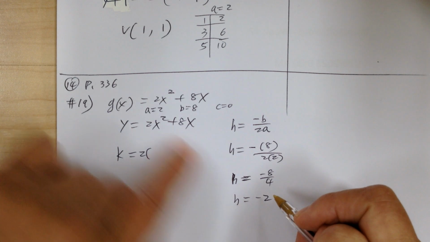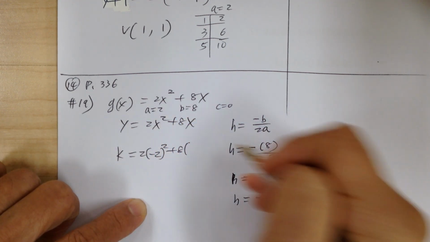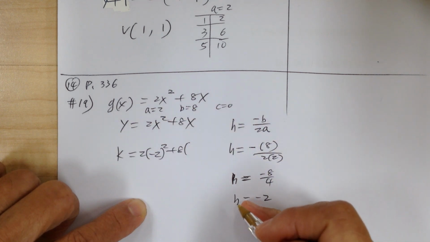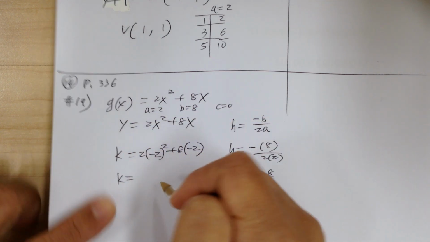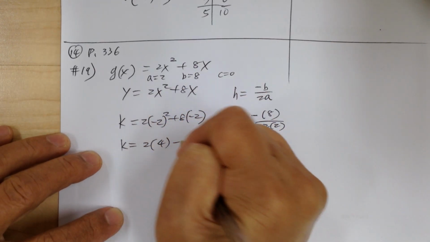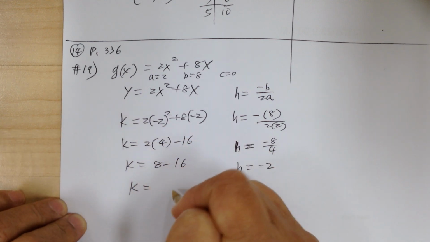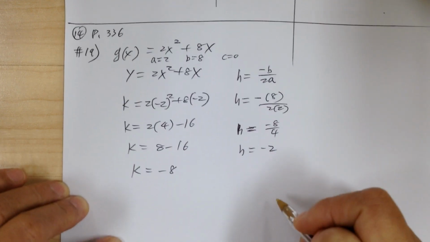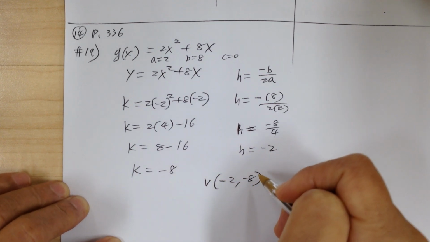So to find k, just substitute this into here. When you substitute x, you get y. When you substitute h, you get k. So k will equal 2 times 4 minus 16. So k will equal 8 minus 16, so k will equal negative 8. That means your vertex is going to be at negative 2, negative 8.